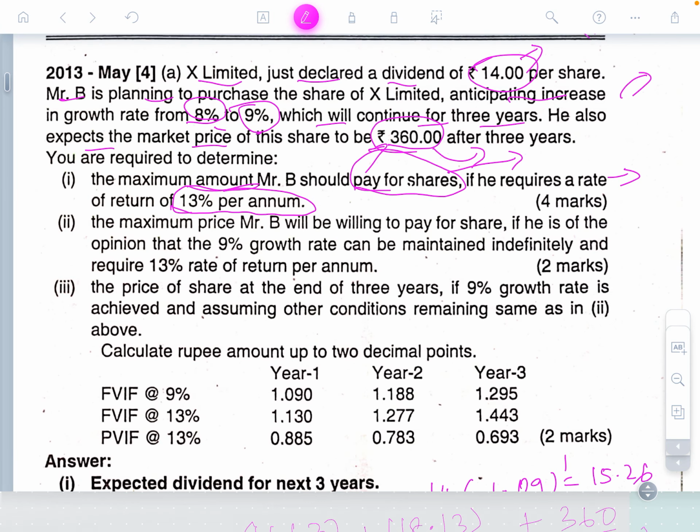In the previous question, we see the dividend you will get is 14 rupees. Second, the growth rate of shares is 8 to 9%, and the value of the share after 3 years is 360. So now the question is, what is the maximum price Mr. B will be paying for the share if he is of the opinion that a 9% growth rate can be maintained indefinitely and the required rate of return is 13% per annum? So the growth will be 9%, and the required rate of return is 13% per annum. What is the answer now?